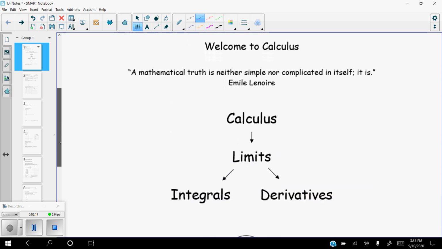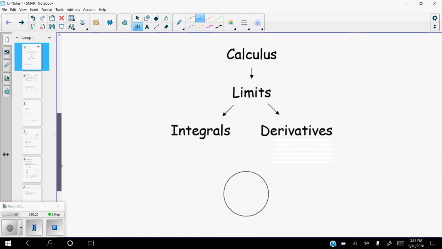So let's talk about the structure of calculus. Calculus starts with this whole thing called limits, and then limits branch off into two other main topics, integrals and derivatives. If you go on to Calculus BC, you will also see series and sequences, which really incorporates both integrals and limits. So no matter which course you're taking, you will see at least the branches that you see here: limits, integrals, and derivatives.